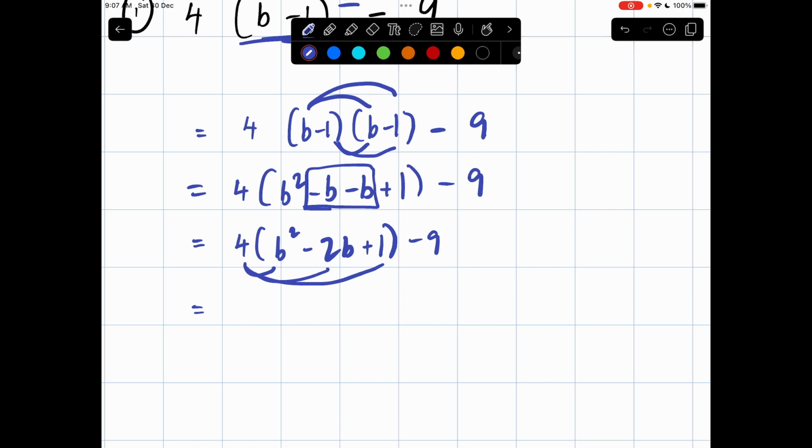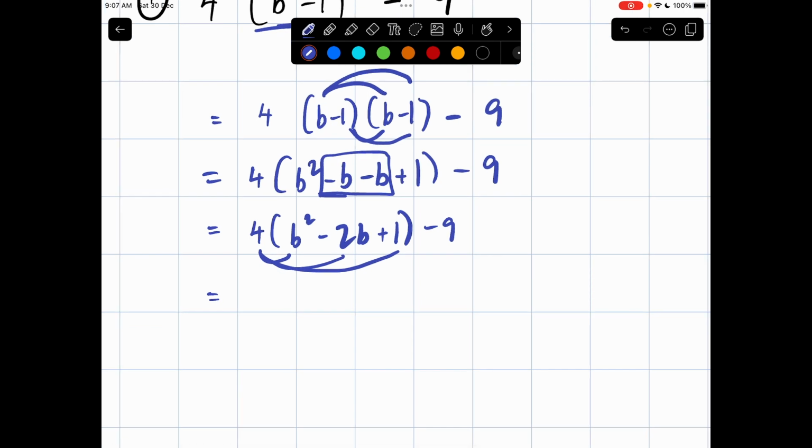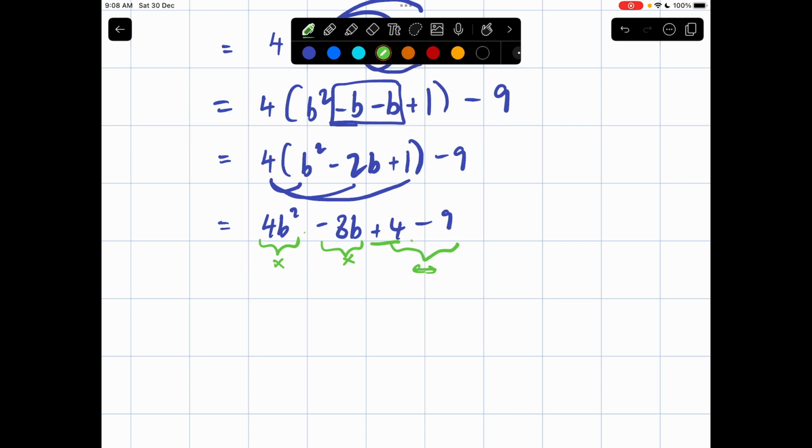We're trying all the possible ways to just put them all together. So now you'll have 4b squared minus 8b plus 4 minus 9. You'll notice that this is b squared, which is alone, you can't do anything about it. Then they have negative 8b, which is alone, you can't do anything about it. But you have 4 and 9 here, which can be mashed up together. So plus 4 minus 9 will get you negative 5.